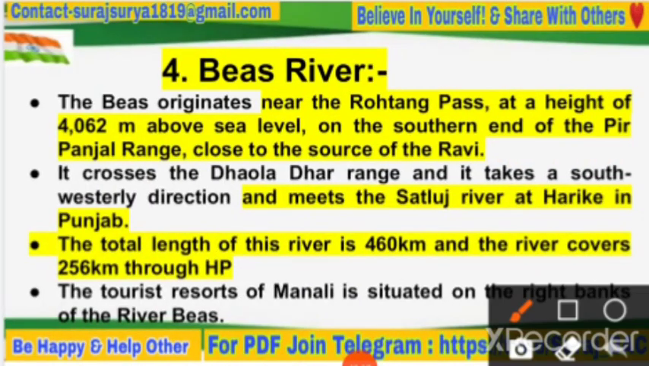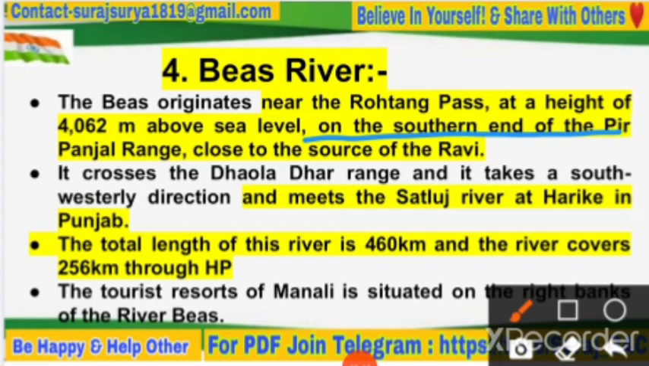Now have a look at the Beas River. The Beas River originates near the Rohtang Pass, at a height of 4,062 meters above mean sea level, on the southern end of the Pir Panjal range. It is closer to the source of the Ravi, because if the Ravi originates from Chamba, then definitely there is not a huge distance between these two points from where these two rivers originate.